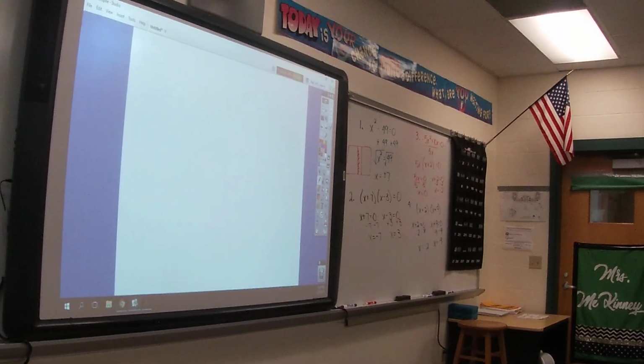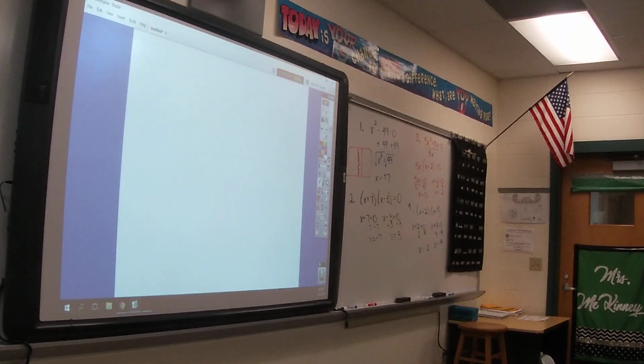Our new topic today is completing the square. It's our new way to solve.